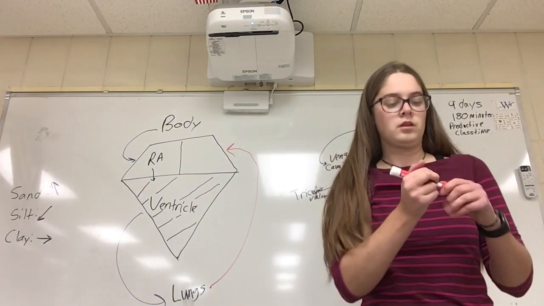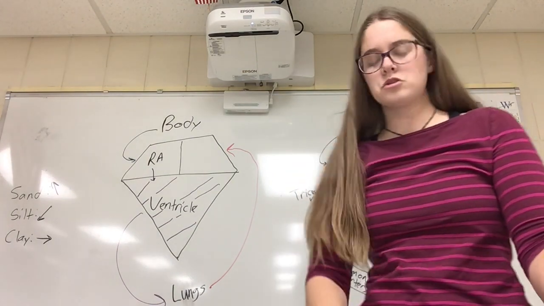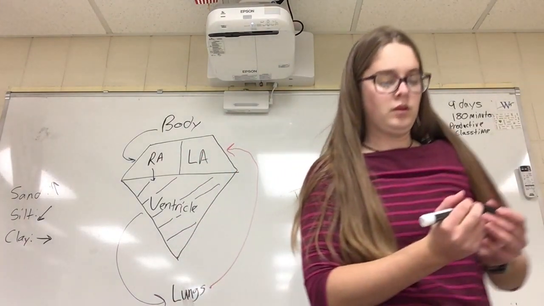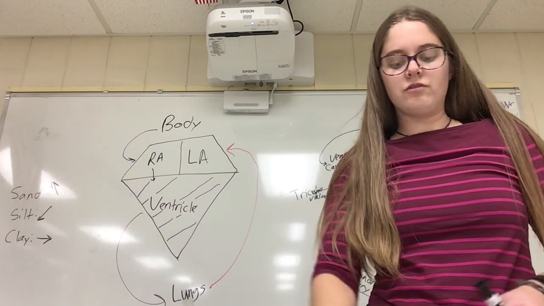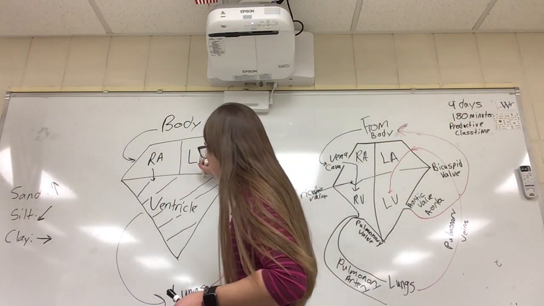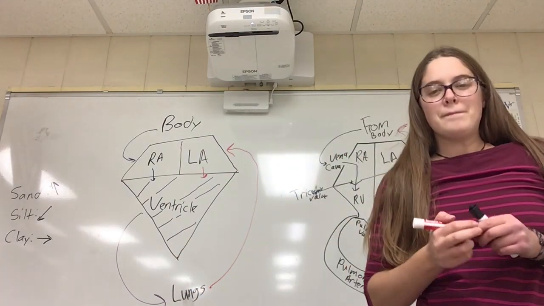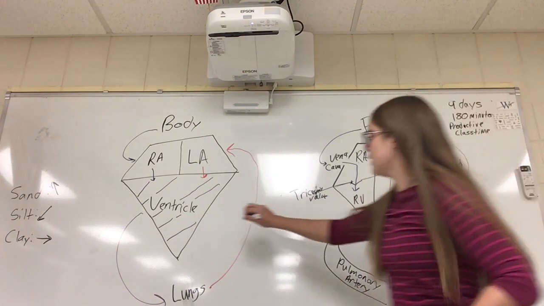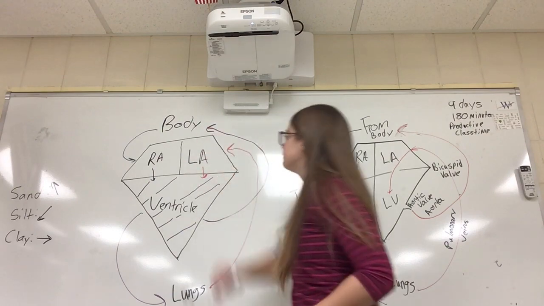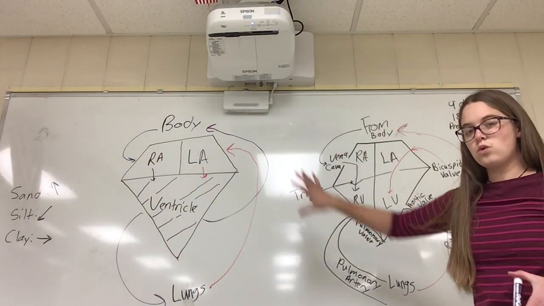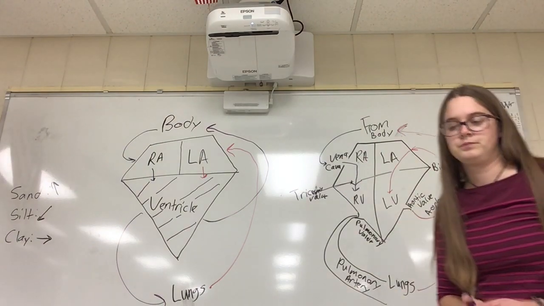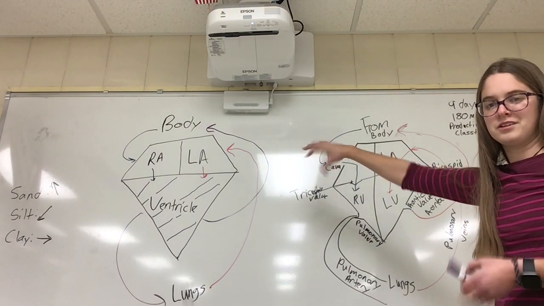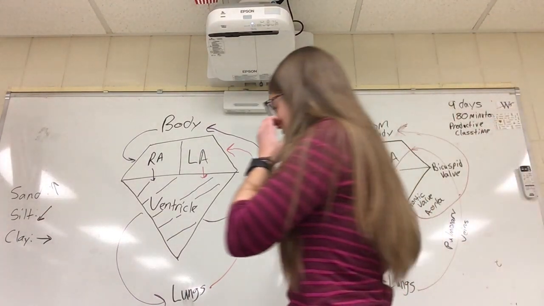Up there. And it goes to the left atrium, LA. Then from the left atrium, it travels down into the ventricle. Once again, mixes with some of that deoxygenated blood. So this mixed blood goes up to the body. So it's not quite as efficient as our 4-chambered heart. So pause if you need to write. Awesome.